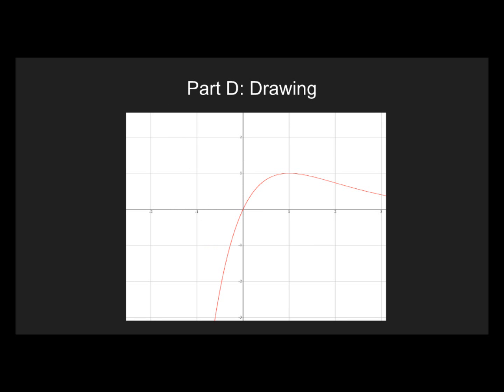Finally, we're asked to draw the function based off of parts A, B, and C. And here we see that the function is increasing from negative infinity to 1, we see a maximum when x is equal to 1, and we see a point of inflection when x is equal to 2. We see the concavity shifting from concave down to concave up.